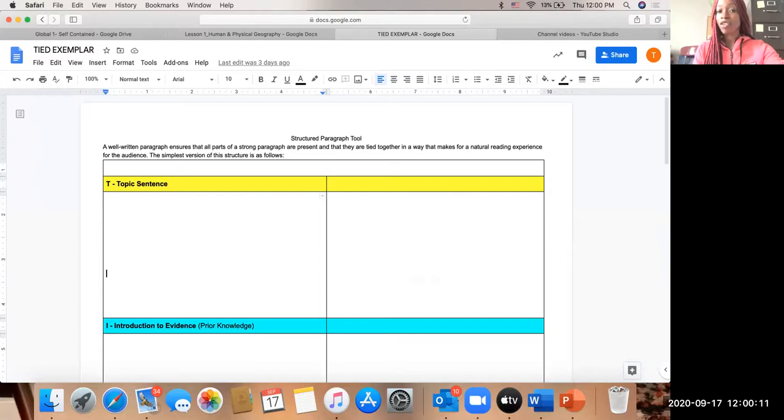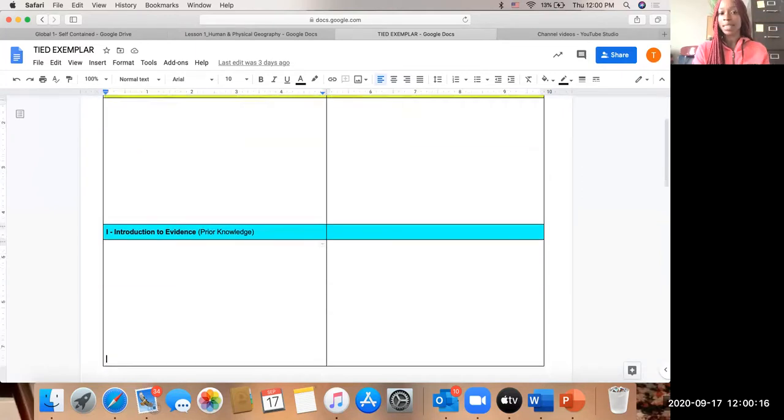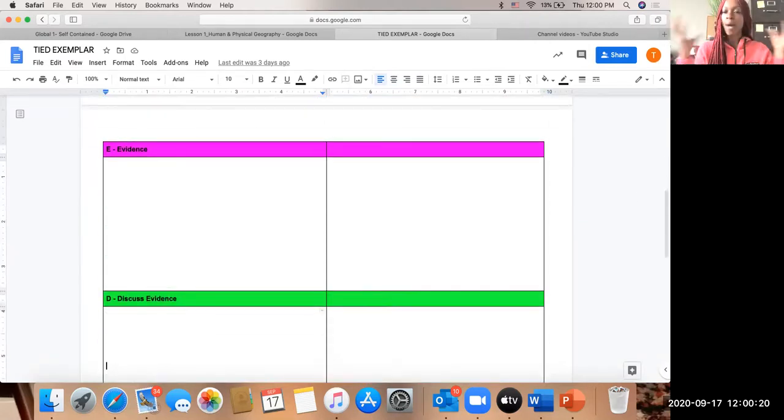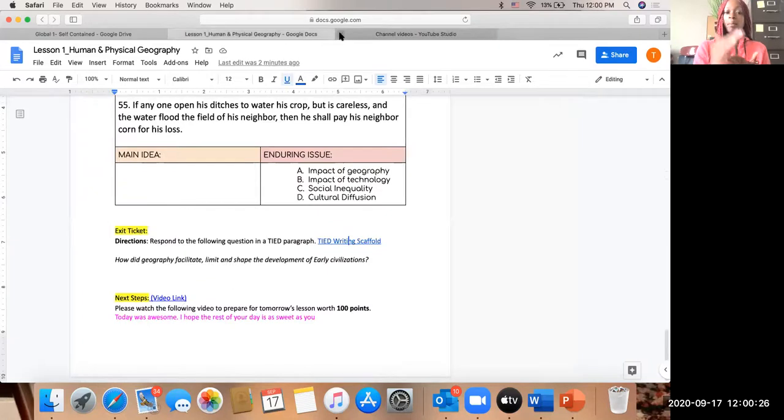All right, so each category breaks down each step of the paragraph. It's going to help you learn to develop your topic sentence, your introduction of evidence, your evidence. It's going to help you wrap up that whole paragraph by discussing the evidence and providing a conclusion. Don't worry. Produce your 2 or more sentences to respond to this. And as we go each day, we will build up our writing stamina, all right?